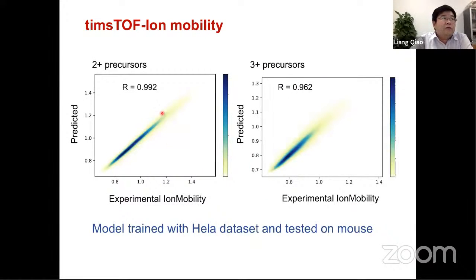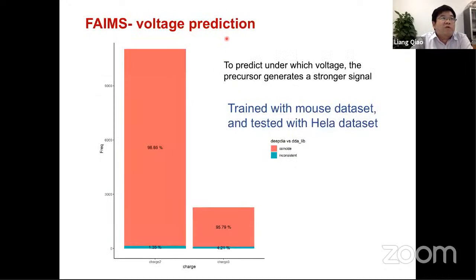And similarly, we also predicted the ion mobility by timsTOF, and the correlation is not bad. We can see here for the doubly charged precursors and the triply charged ones. And for the PASEF, we can predict the best voltage for a precursor. The red ones show that the prediction agrees with the experimental results, and the blue ones mean the prediction disagrees with the experimental results.